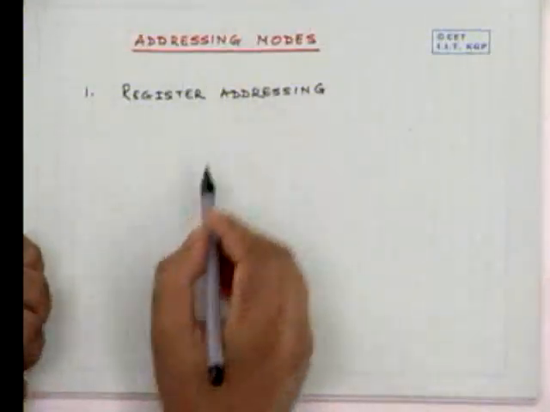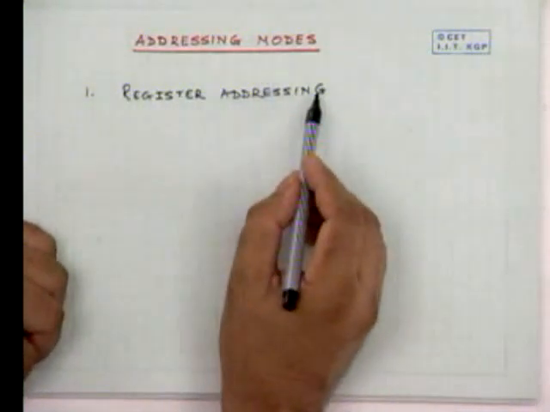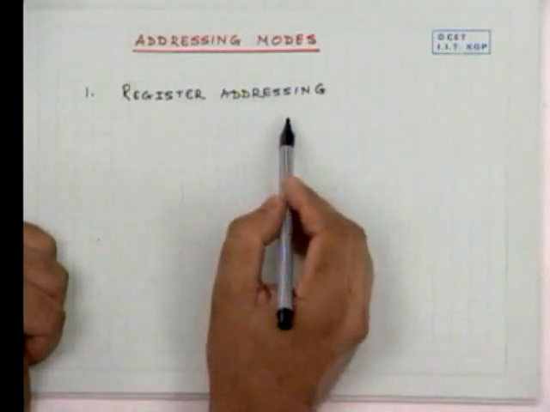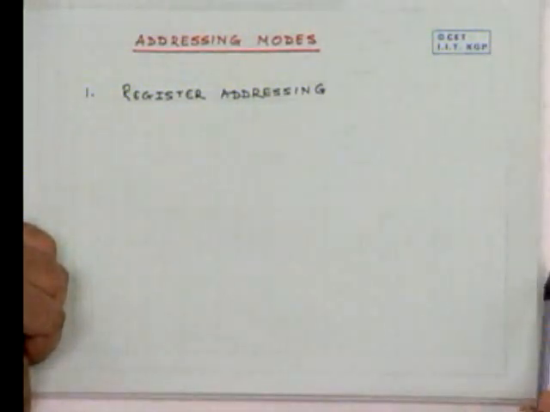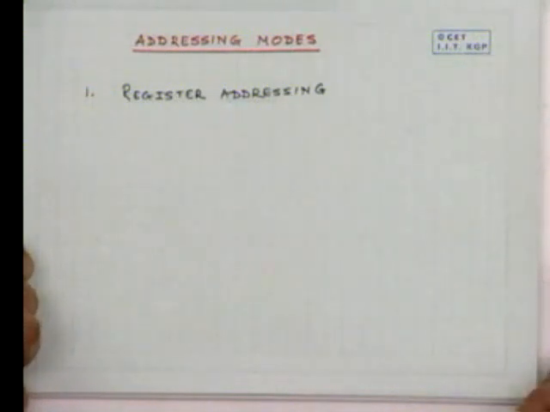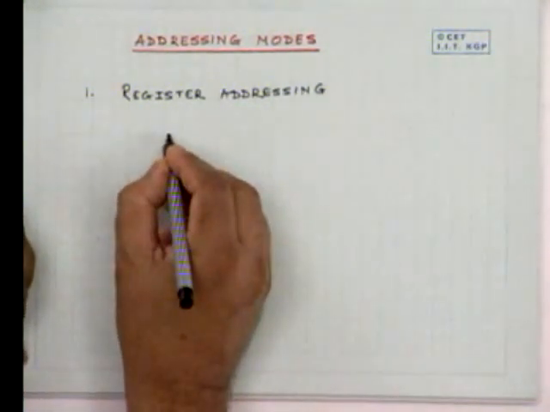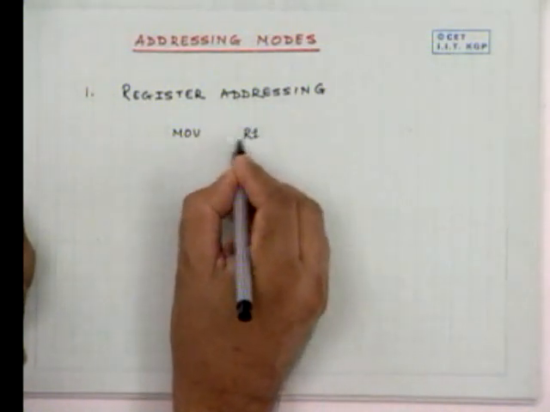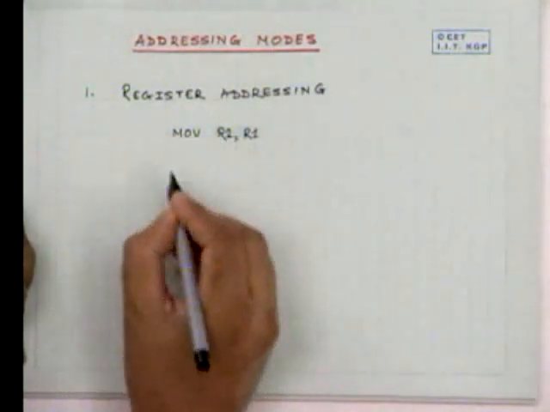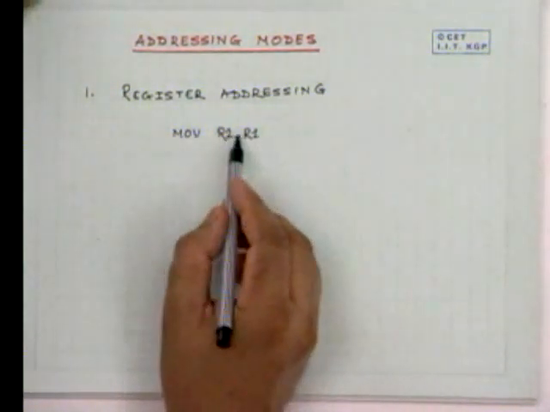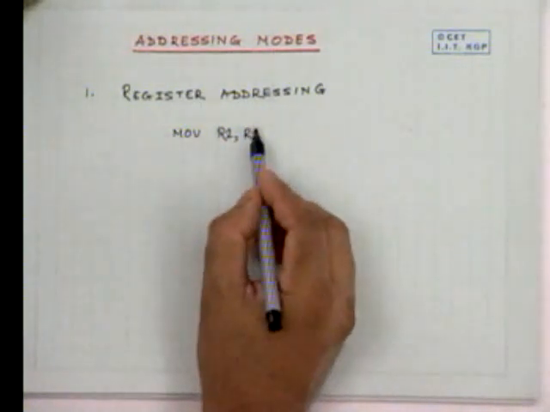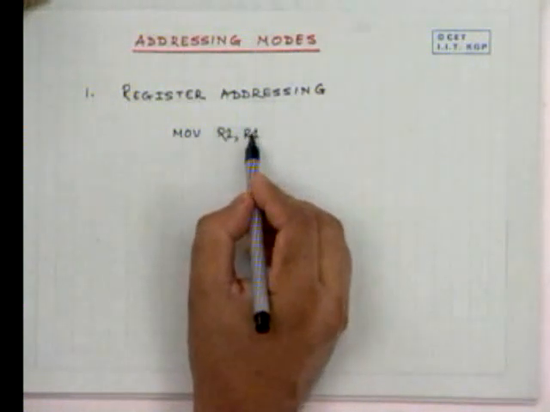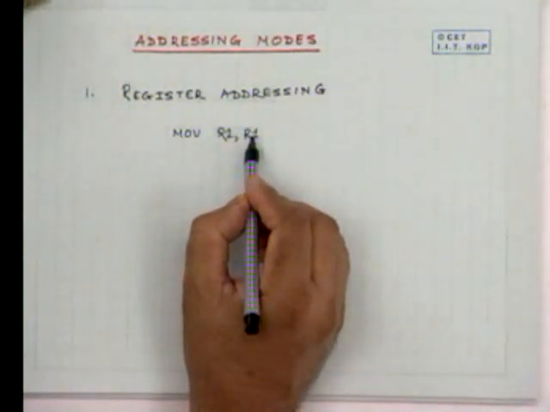Now, register addressing concerns the addressing of the many registers that are there in the CPU. Let us take an example, say a data movement instruction, say move. It can be like this, say move R1 to R2. I am assuming that it is a two operand instruction. This means that the content of register R1 is to be moved to register R2. Here the register is the address of the operand.